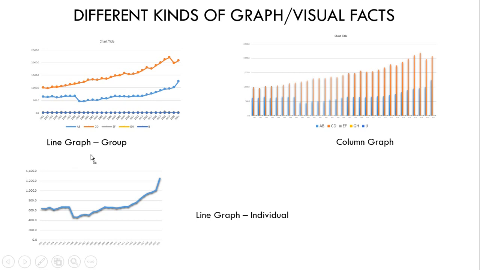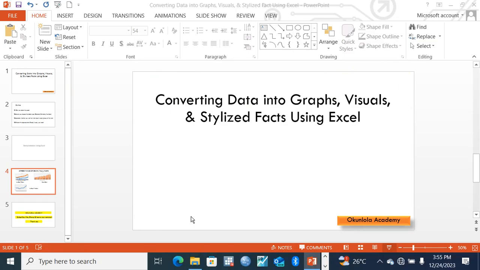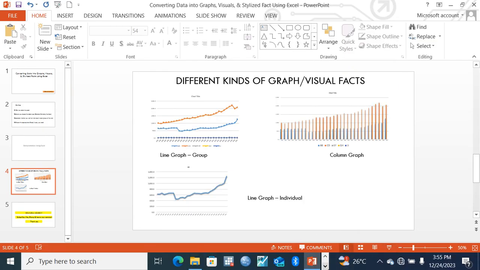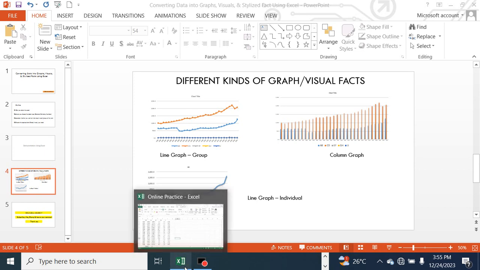So for instance, we have the line graph. This is for group data. We're going to do a demonstration of that very soon. Then this is of course a column graph, which shows the different data per the number of years. And this is an example of an individual graph, which is also a line graph. So quickly, we're going to go to our data. Let's open our Excel.